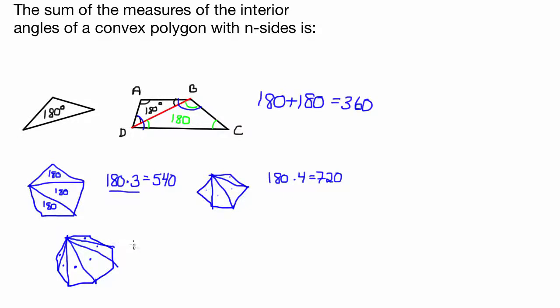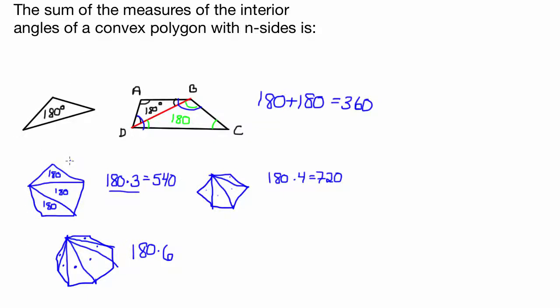So for an octagon, it's 180 times 6, okay? And again, I'm less concerned about what these equal. I want you to think more about what was going on here. Let me draw that 6 a little bit better. Okay, so now what I want you to do is think about this.